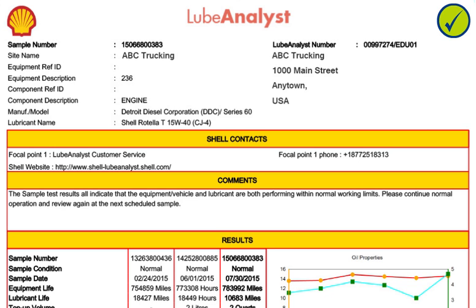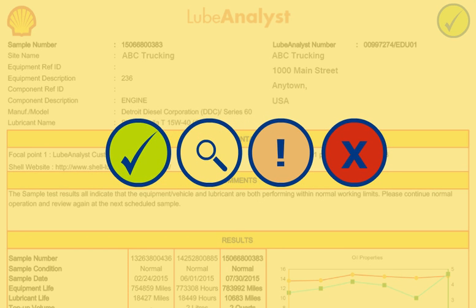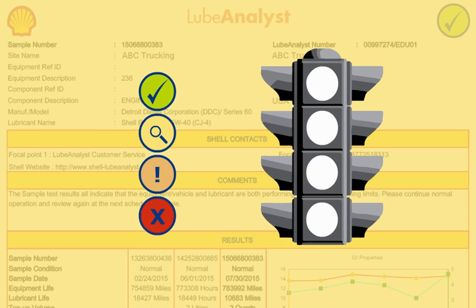At the top right of your report, you will see a green, yellow, amber, or red icon. This is a quick visual to help you make go, no-go decisions regarding your equipment and lubricants. Think of this icon like a stoplight. Green means lubricant and equipment conditions are acceptable. You can continue on without additional action beyond your routine preventative maintenance.